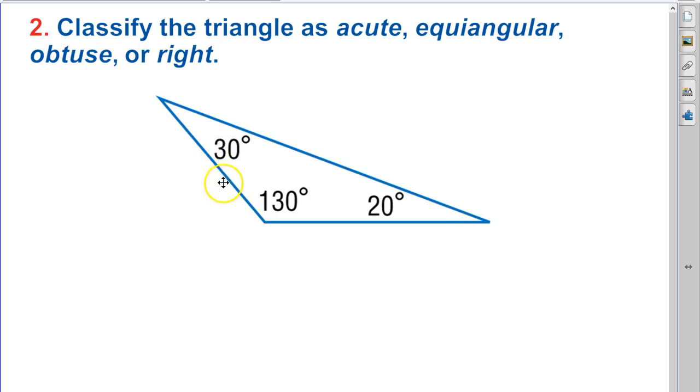The next triangle, we're looking at this again, ignore the two acute angles. We have to classify it as acute, equiangular, obtuse, or right. In this case, hopefully it's pretty obvious that the biggest angle is obtuse, so this is an obtuse triangle.